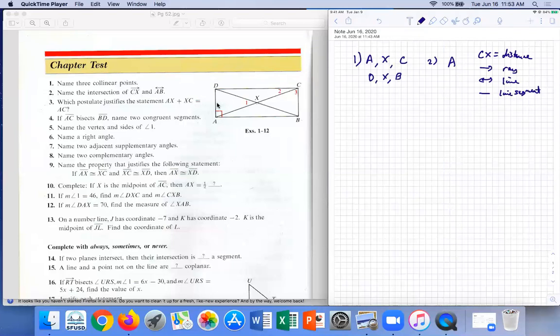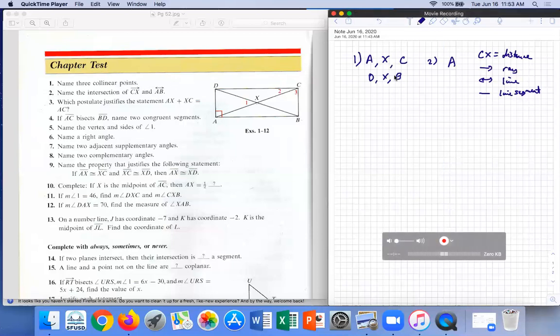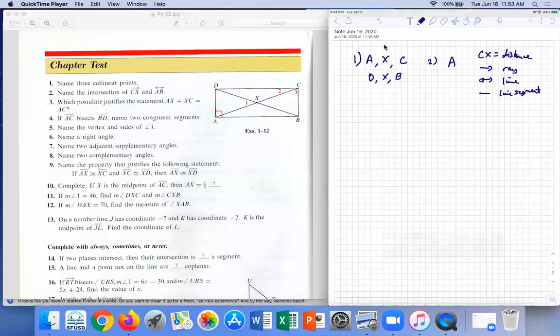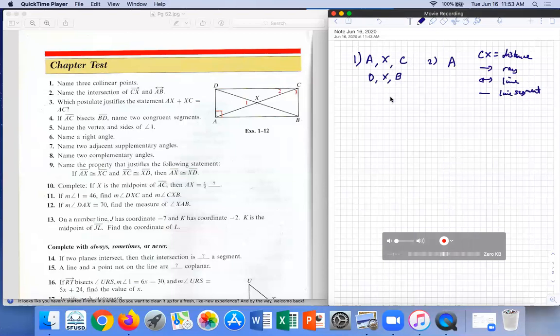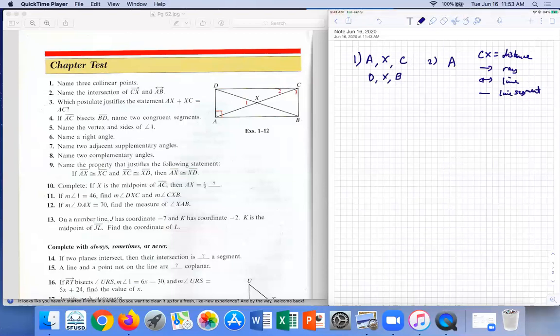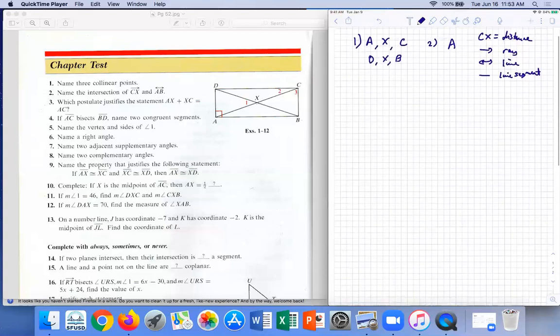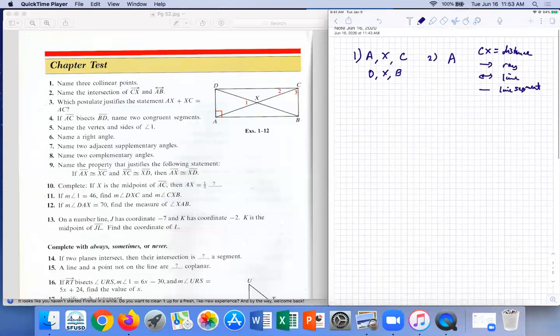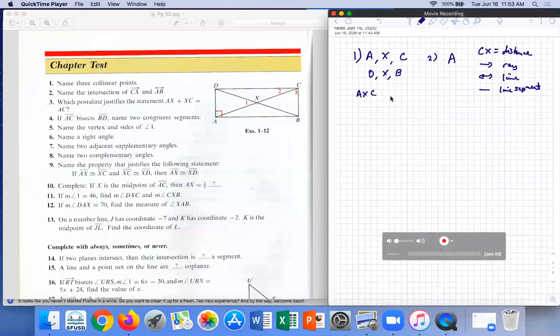And then one and two, they're asking for points. One was asking for points, so we put three points. Definitely put a comma in between. I've seen people just write AXC, right? That will actually mean something else. If you write something like AXC, this is going to refer to a plane. So when you want points, you want to say point A, point X, point C, right? All right, let's move on.